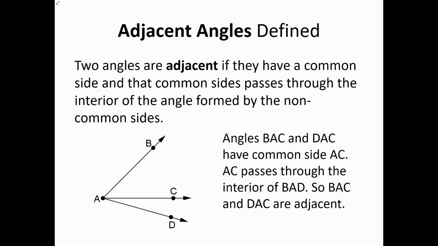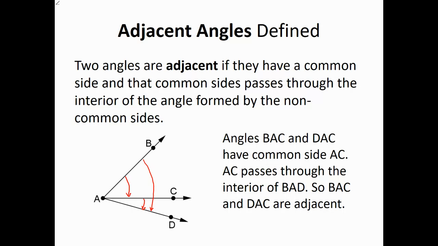Adjacent angles. We say that two angles are adjacent when they share a side in common and that common side passes through the interior of the angle formed by the non-common sides. Now, I know that seems a bit complex, but actually the idea is really very simple. Look at, in this case, the two angles CAB and CAD. They share a side in common, that is AC, that is a side of both. And notice that that shared side AC passes through the interior of the angle BAD formed by the non-common sides.